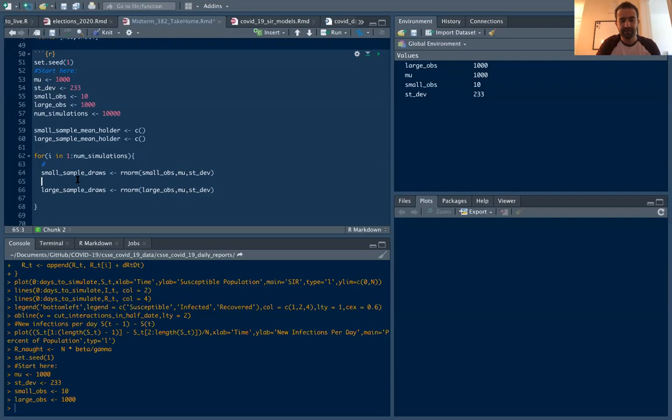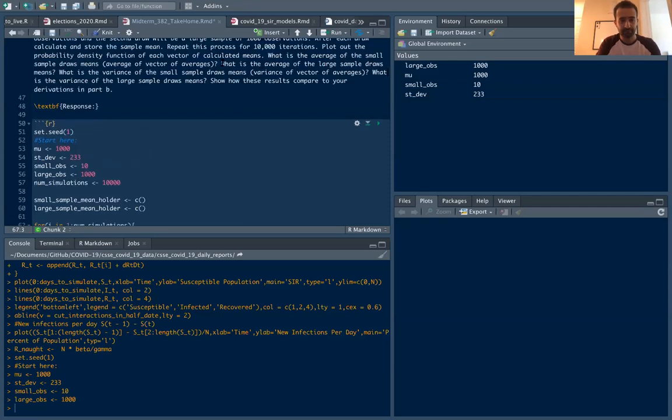So essentially it's the same thing. We're just varying how big of a draw we're reaching in and grabbing. In the first one, we're only grabbing 10 observations. In the second version, we're grabbing 1,000 observations.